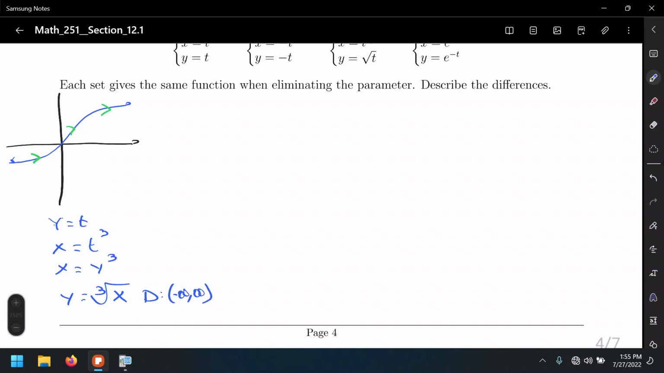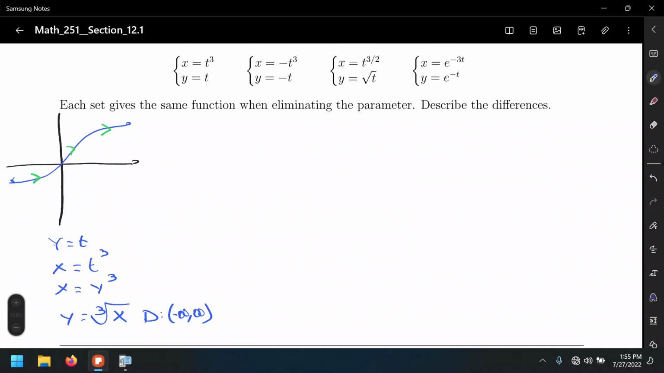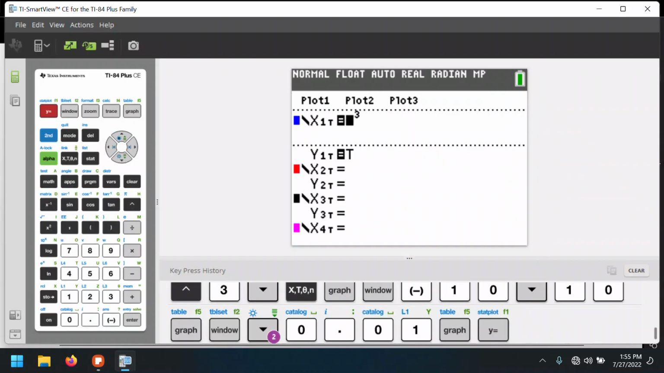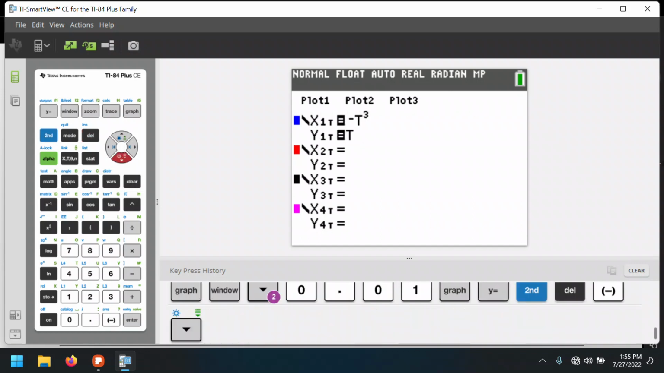Well, and now let's go about the second set of parametric equations. In this case, notice both equations have opposite signs. So, how about we go to the graphing calculator and see what's going to happen this time. Okay, so I'm going to go to y equals, second insert, I'm going to put a negative, second insert, negative. All right. Make sure your parametric equations look like this.